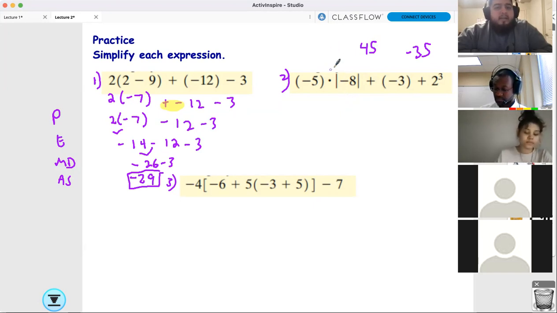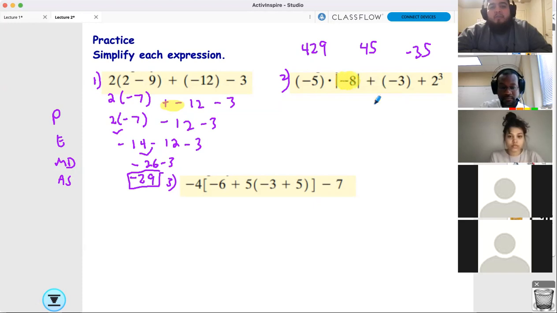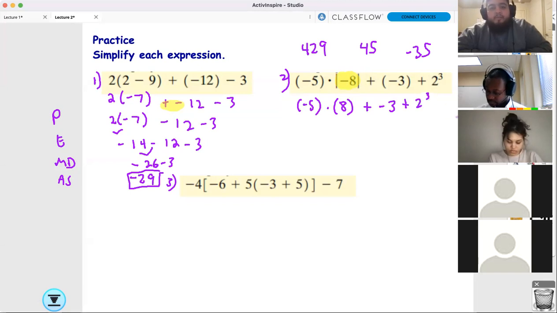All right, let's go ahead and work this one out together. Oh, Jacob got 429. All right. Let's see what happens, right? Let's work this one out ourselves, okay? So we know absolute value becomes what? The absolute value of -8 becomes what kind of 8? +8. I'm gonna bring down everything else. Plus -3 plus 2 cubed.